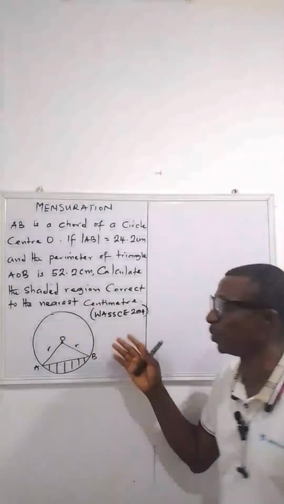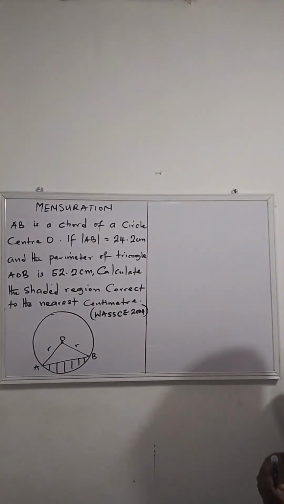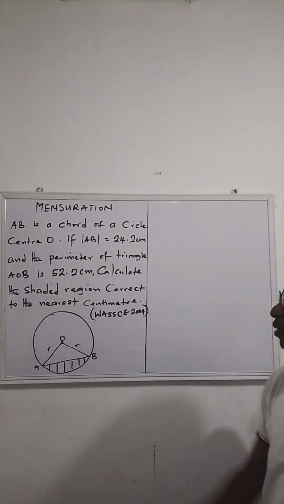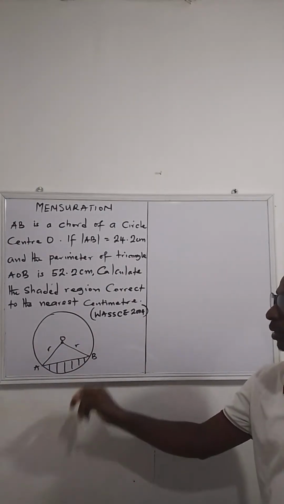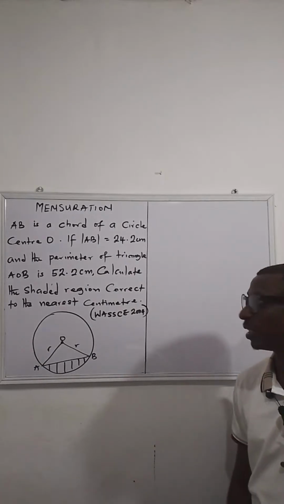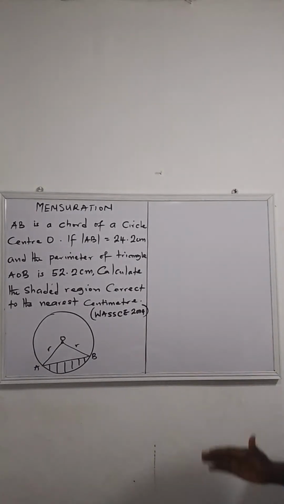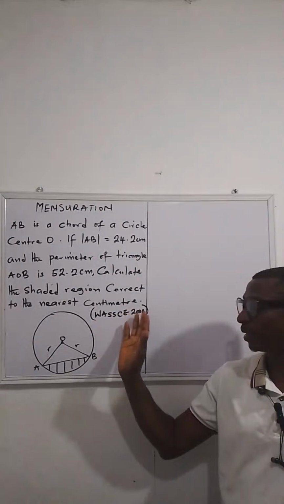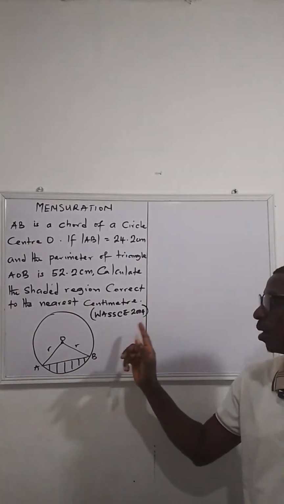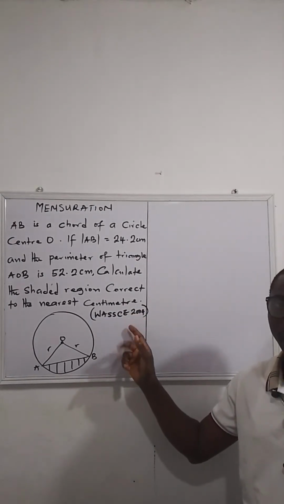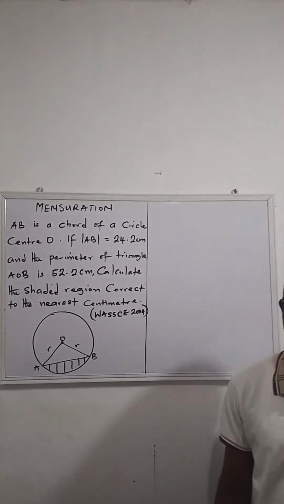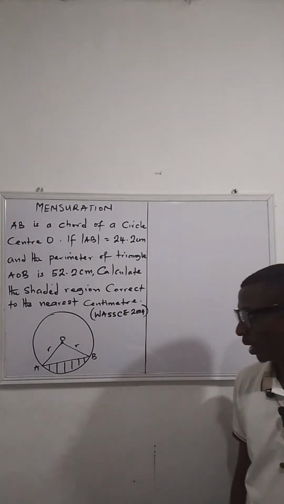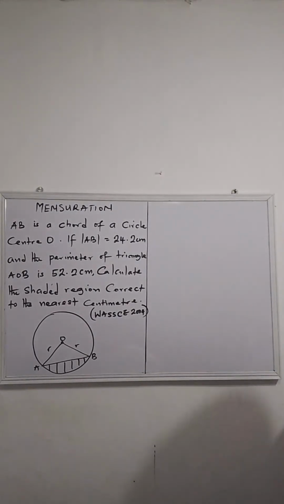Let's solve the first problem we have here. AB is a chord of a circle center O. If length AB is 24.2 centimeter and the perimeter of the triangle AOB is 52.2 centimeter, calculate the shaded region correct to the nearest centimeter. Now this question is a WAEC question. It was asked in 2004.